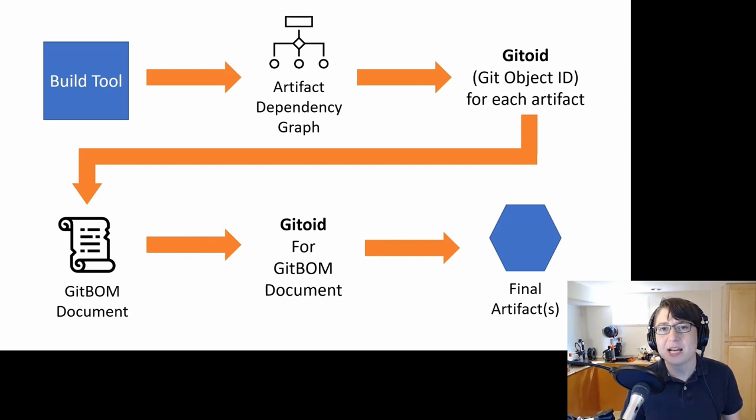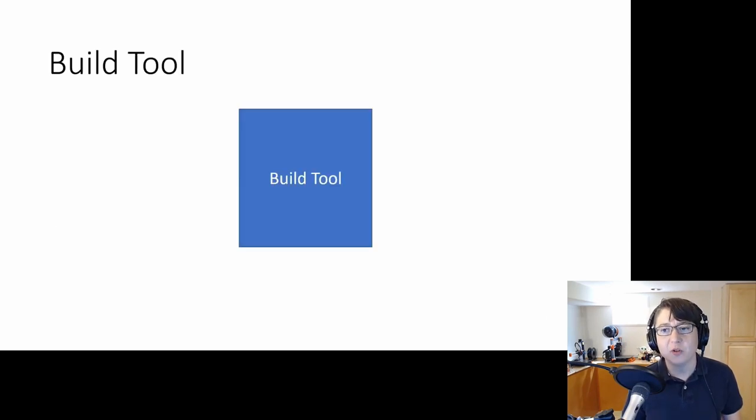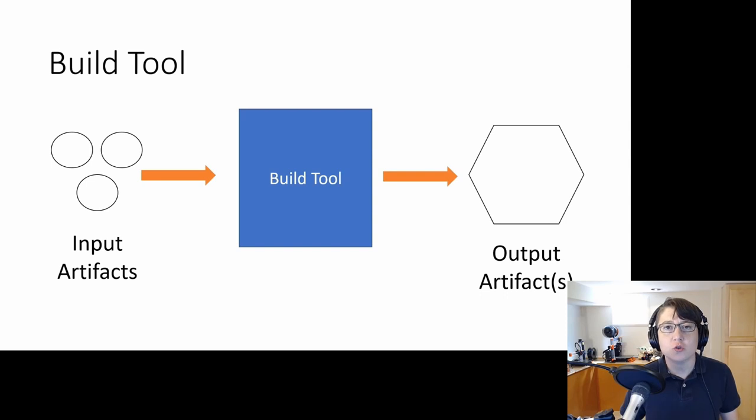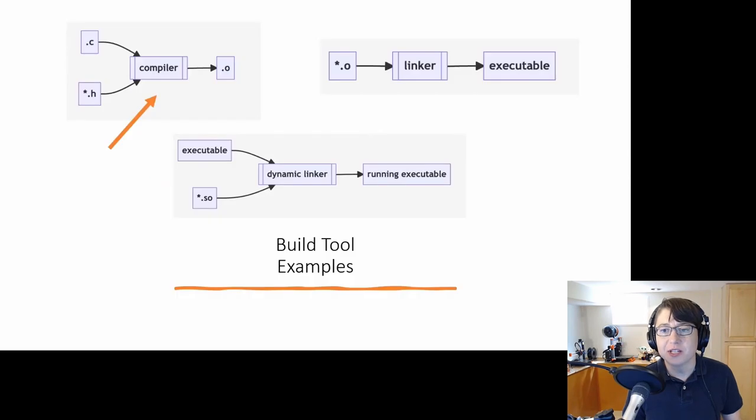Let's zoom in on each step in this workflow, starting with the build tool itself. When I say build tool, I mean any tool that reads one or more input artifacts and writes one or more derived artifacts as output. Some examples of build tools include a compiler that takes source code files and produces a compiled object file, or a linker that takes object files and produces an executable, or a dynamic linker that takes an executable and a system library and produces a running executable.